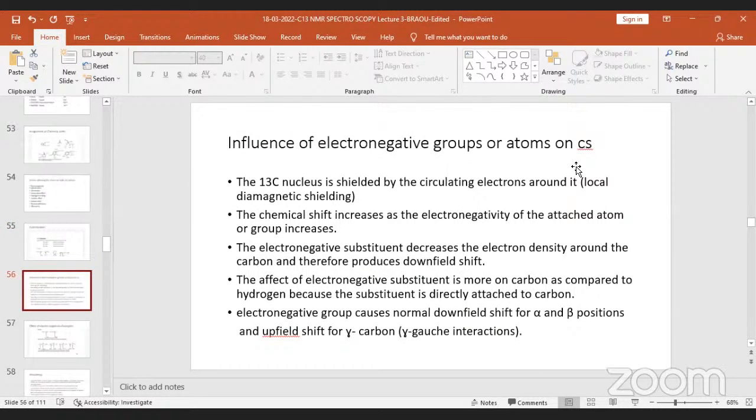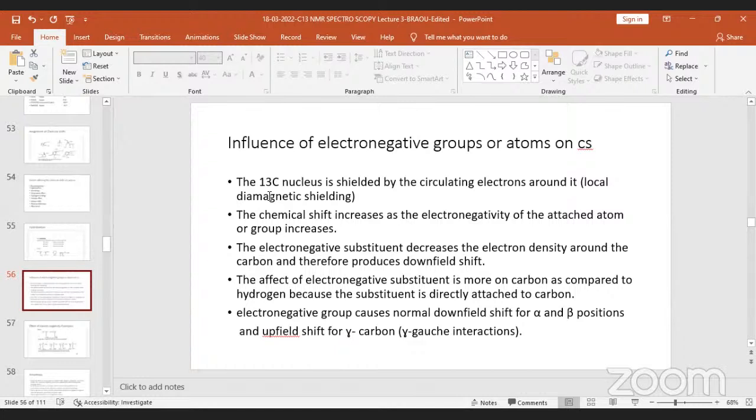Now, influence of electronegative groups or atoms on chemical shift. How electronegative groups or atoms influence the chemical shift. Similar to proton NMR, here also chemical shift is generally affected by the electron density, because the electrons circulate around the nucleus and result in shielding of the nucleus from the external magnetic field. That is why it is normally shifted upfield.